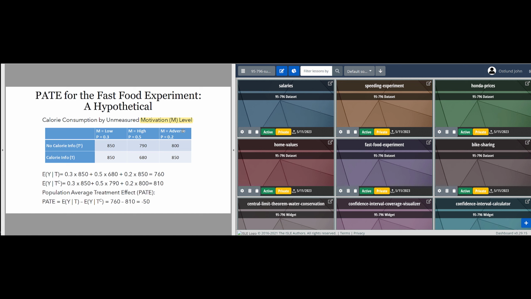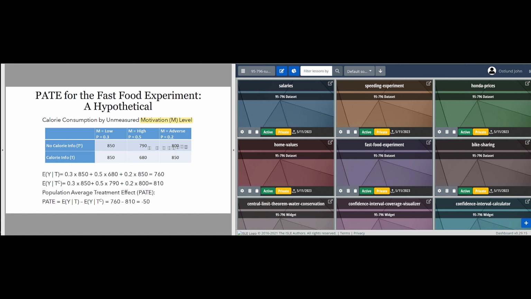And then we have this third group called the adverse group. And these are people who don't like to be bothered by experts. All right. So these are people who, if they are given calorie information, may be rebellious and actually consume more than they might otherwise consume. And we're just assigning arbitrary probabilities to people here being in the low motivation or high motivation or adverse motivation groups. Okay, this is not part of our study.